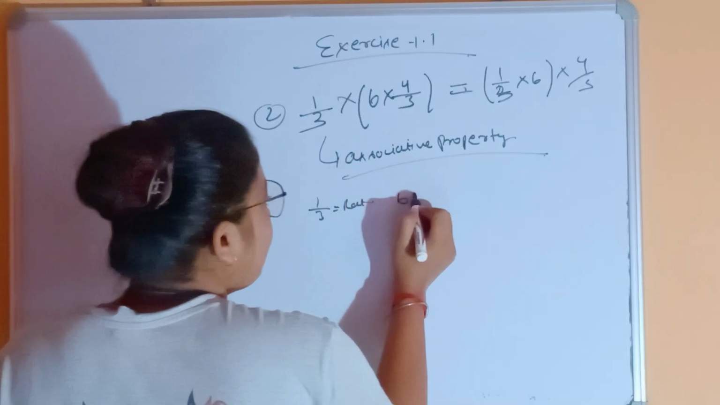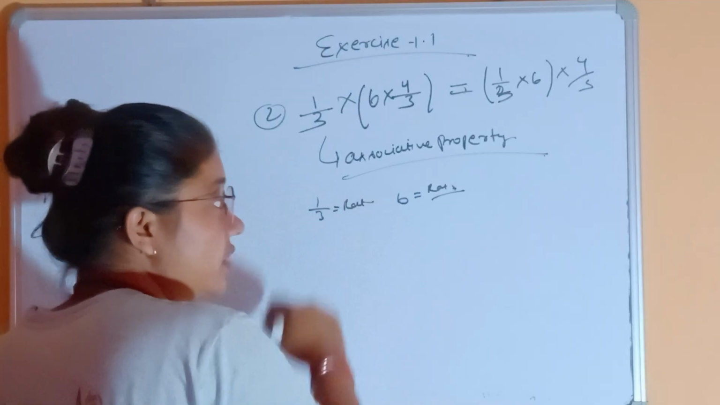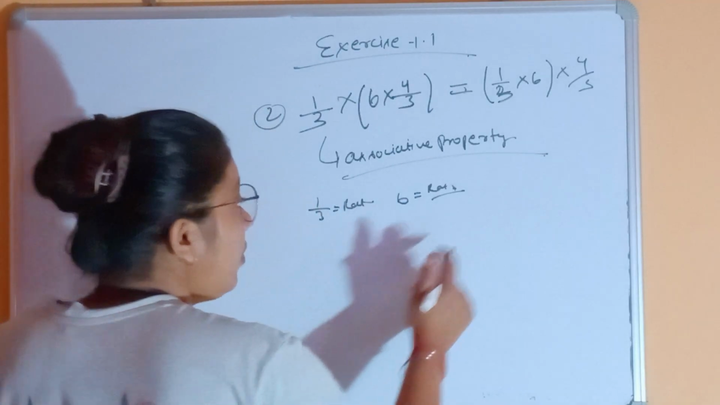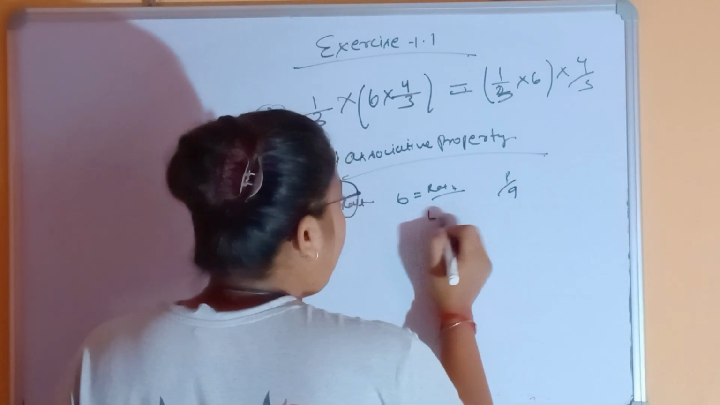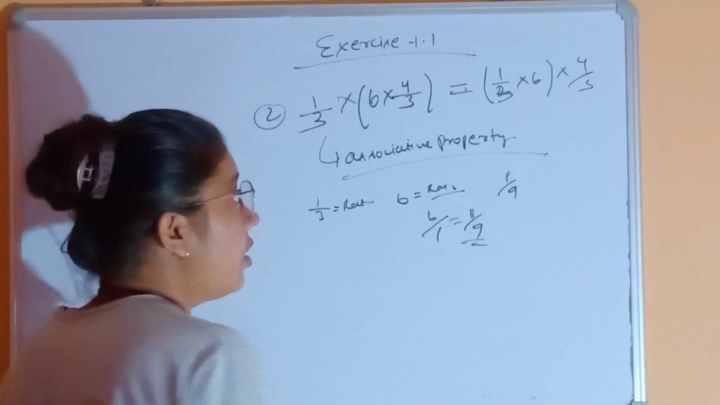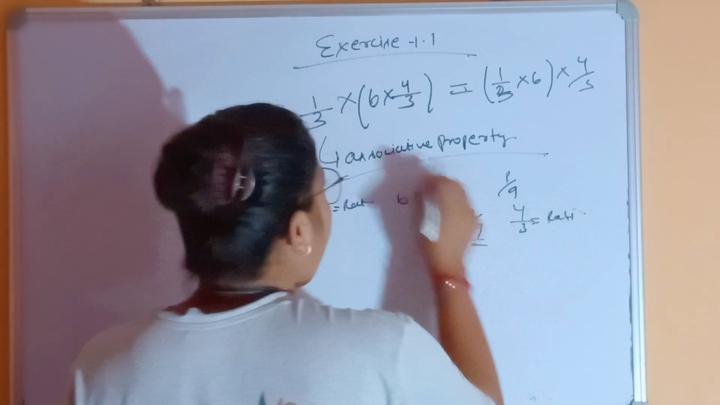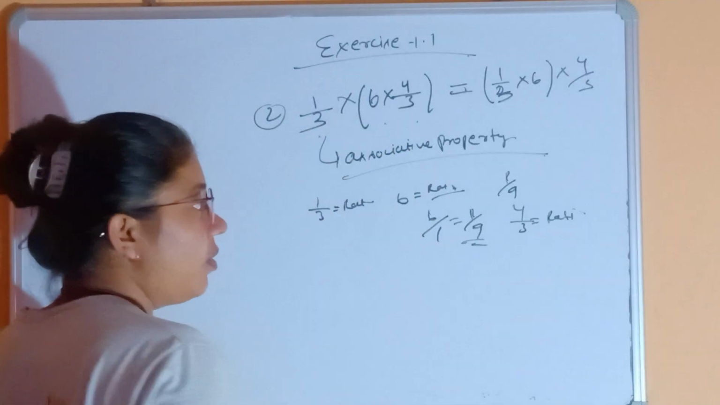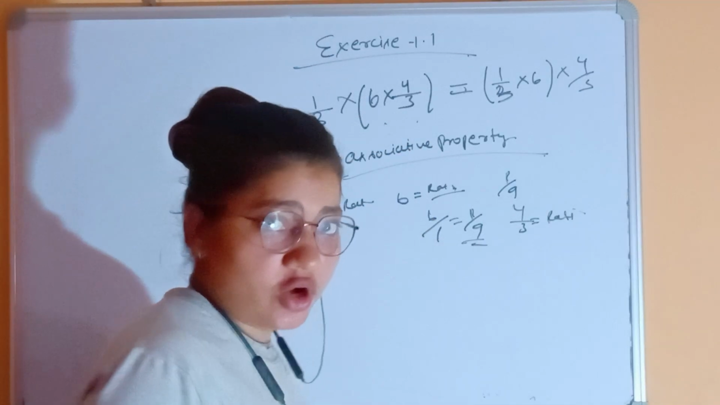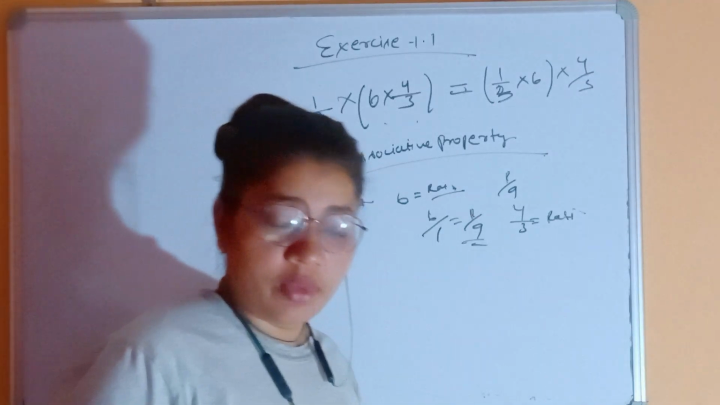6 is also a rational number. You may wonder how 6 is a rational number. You can write 6 in p by q form, like 6 by 1. So 6 is a rational number, and 4 by 3 is also a rational number. Here all the examples are rational numbers, and the property is the associative property. So the answer is a rational number.